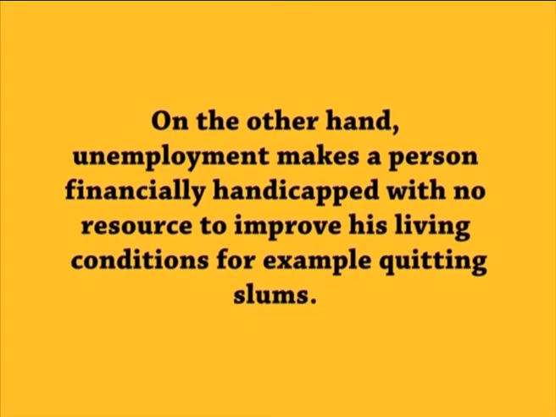We'll discuss the conclusion now. On the whole, it can be unapologetically said that whatever the problems of the slum population are, there are two main lead factors behind them. Those are poverty and unemployment. Poverty makes a person accept living in a bad condition house and also makes him unable to improve the unhygienic or other conditions of the house he owns. On the other hand, unemployment makes a person financially handicapped with no resource to improve his living conditions, for example, by quitting slums.